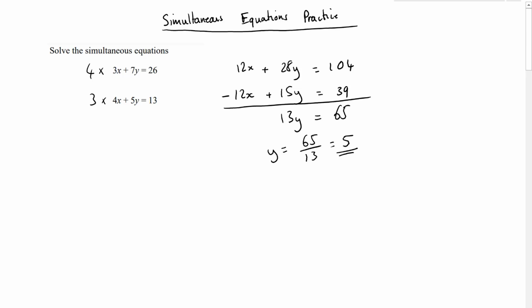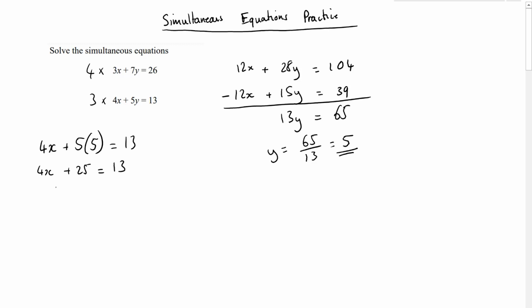Okay, so now we have y, and as soon as we have the value for y, we want to take that value and plug it into one of the original equations in order to work out x. I'm going to plug it into this bottom one purely because it just has slightly simpler numbers. So 4x plus 5 times y, but y is 5, so 5 times 5, is equal to 13. When I expand that, 4x plus 25 is equal to 13.